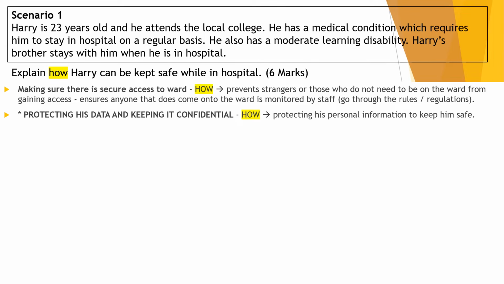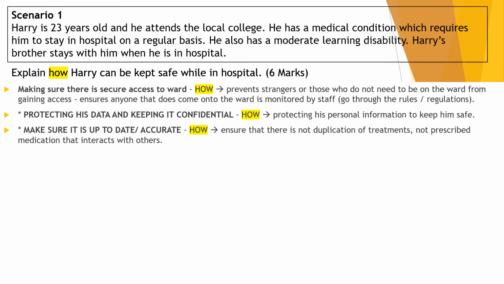Protecting his data is always a key topic area. So keeping his data safe is a way of keeping him safe, protecting his privacy. But again, how are you going to do that? Protecting his personal information keeps him safe. And you might talk about locking it away, keeping it secure, keeping his files to hand. Going the same route as the data, one of the things you can do to keep Harry safe is make sure his data is up to date and accurate, building on that previous point.